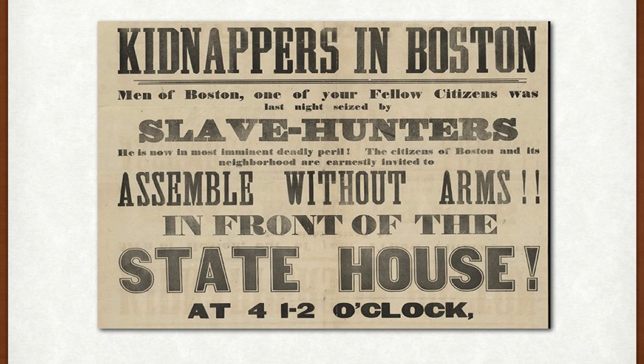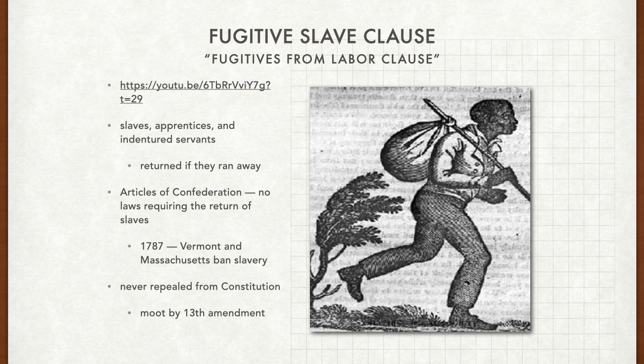"Kidnappers in Boston. Men in Boston, one of your fellow citizens was last night seized by slave hunters. Assemble without arms in front of the State House." So this is the abolitionists in Boston saying, oh my God, slave hunters are kidnapping people, we need to assemble and tackle this issue. This is called the Fugitive Slave Clause, and we will talk about the Fugitive Slave Law of 1850 later on, when we get more towards the Mexican-American War.